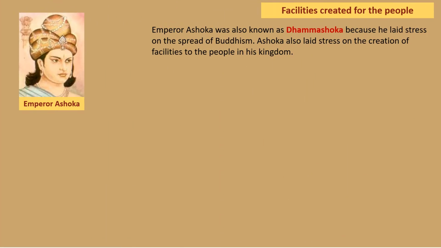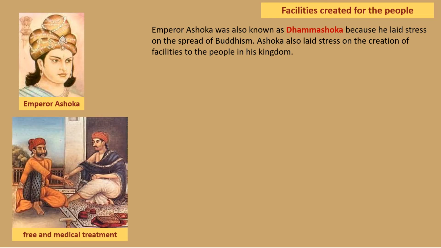Emperor Ashoka was also known as Dhamma Ashoka because he laid stress on the spread of Buddhism. Ashoka also laid stress on the creation of facilities to the people in his kingdom. Ashoka made provisions for free medicines and medical treatment for people as well as for animals.